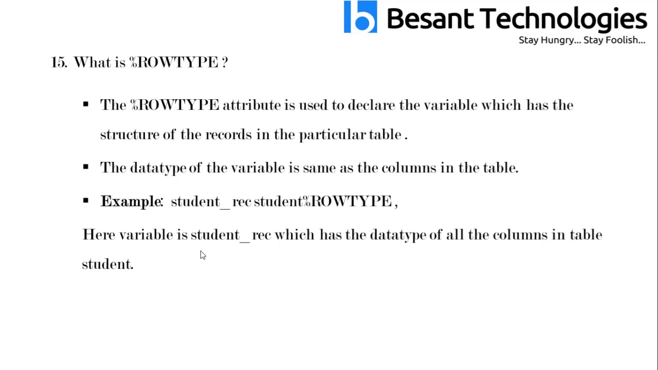Next, the %ROWTYPE attribute is used to declare a variable. ROWTYPE is mentioned in the PLSQL blocks. It is used to declare a variable which has the structure of the records in a particular table, so the data types of the variable match the columns in the table. Example: student_record student%ROWTYPE. Here student_record is a variable which has the data types of all columns in the table.